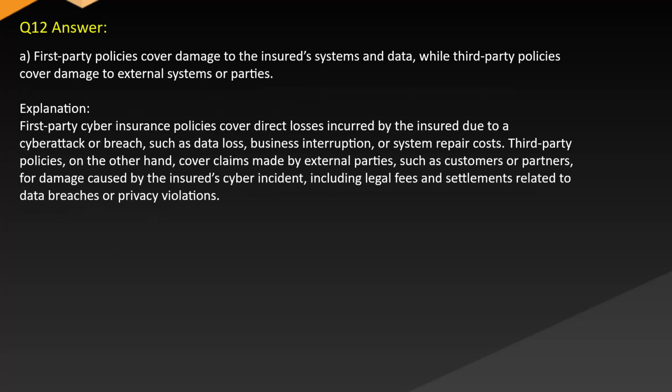Answer A. First-party policies cover damage to the insured systems and data, while third-party policies cover damage to external systems or parties. Explanation: First-party cyber insurance policies cover direct losses incurred by the insured due to a cyber attack or breach, such as data loss, business interruption, or system repair costs. Third-party policies, on the other hand, cover claims made by external parties, such as customers or partners, for damage caused by the insured's cyber incident, including legal fees and settlements related to data breaches or privacy violations.